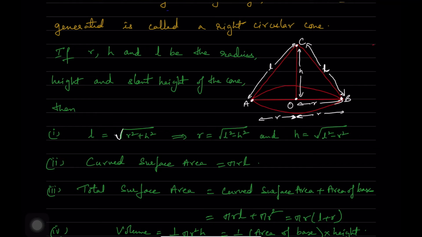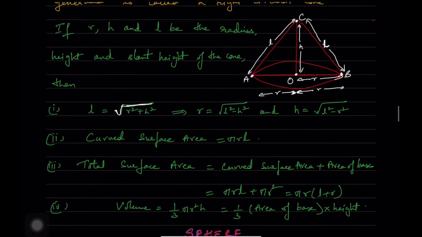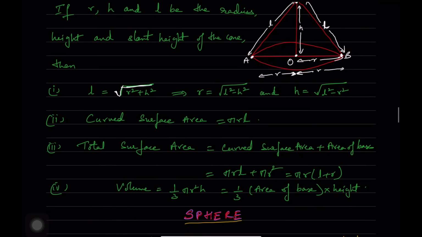So from there we have got this formula. Which implies r is equal to root of l square minus h square, and h is equal to root of l square minus r square. Whichever two are given, we can find out the third value. Now what's the curved surface area over here? Curved surface area is nothing but pi r l. Total surface area over here is nothing but curved surface area plus area of the base. So pi r l plus pi r square. That is pi r, if you take out common, (l plus r) inside the brackets.